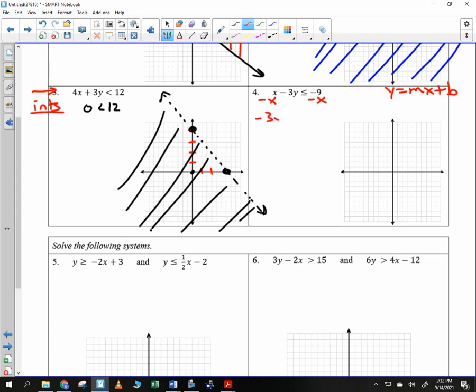We get -3y is less than or equal to negative x minus 9. Now what? Divide by negative 3. What do I have to do when I divide by negative 3? Flip the sign. Yeah, y is now greater than or equal to 1/3 x plus 3.